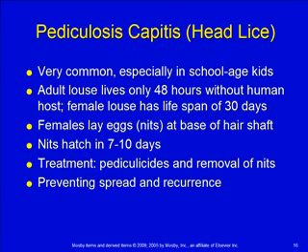Pediculosis capitis, head lice. This is very common, especially in school-age children. The adult louse can live, this says only, but I would say only is the wrong word there, can live 48 hours without a human host. So if a louse falls off of one person, 2 days later it gets onto you. If you've got a pregnant female, you now will have head lice. So the female louse lives about 30 days.